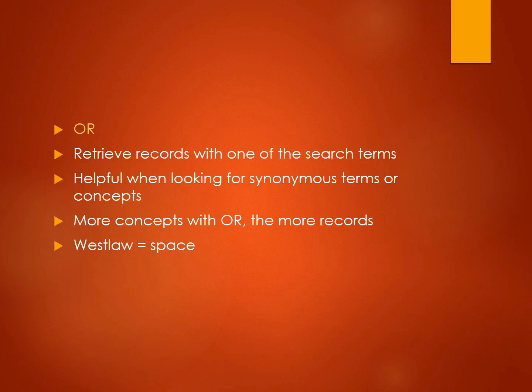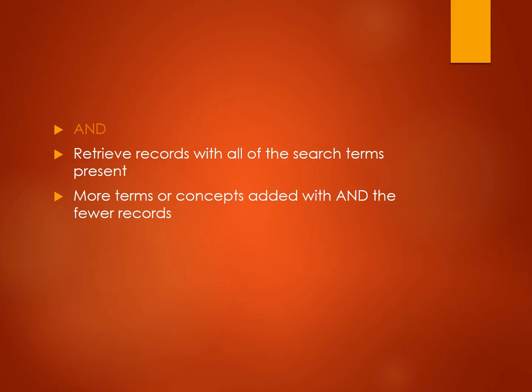When you use the Boolean term or, you're basically asking the computer to look for one of these terms or the other. It's really helpful when you're talking about synonyms. Keep in mind, when you use or, you typically tend to get more records. For Westlaw, just using the space bar counts as or. And is going to result in fewer records. That means that the computer has to get documents that have all of these search terms present.